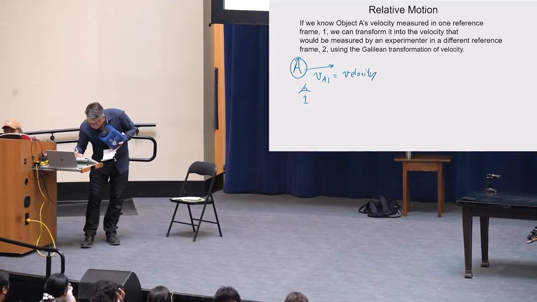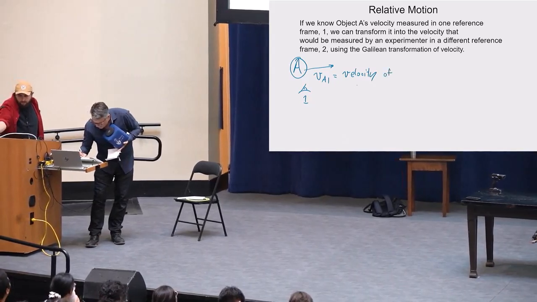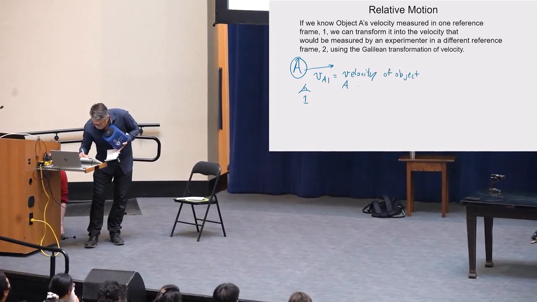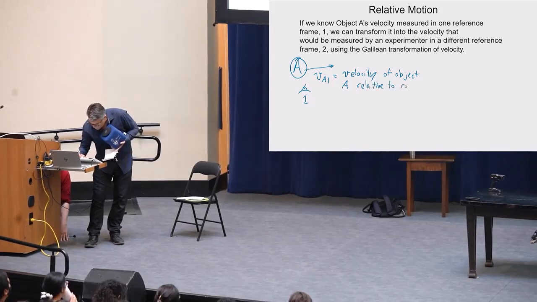So this is velocity. I put A and then 1 of object A relative to reference frame 1.